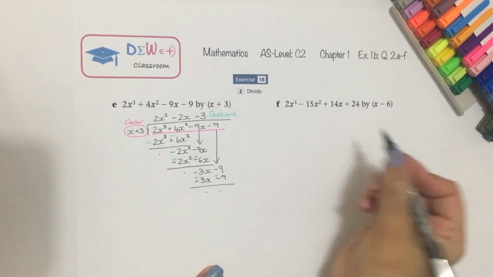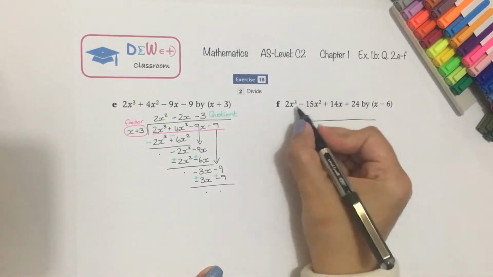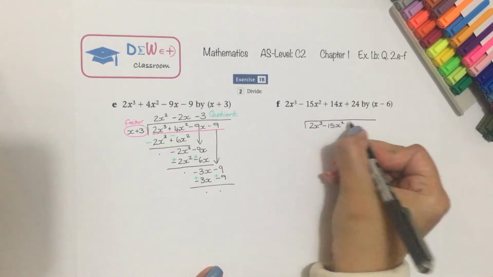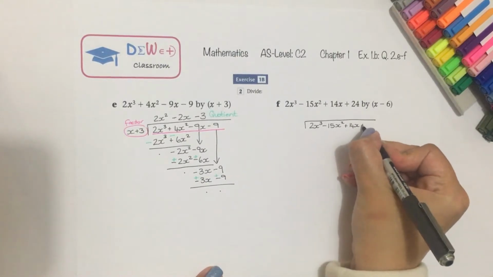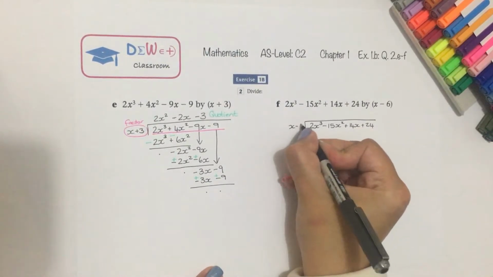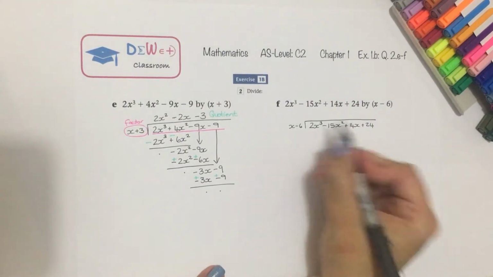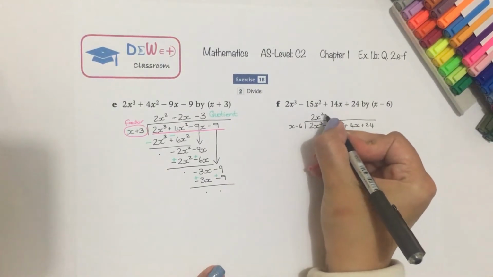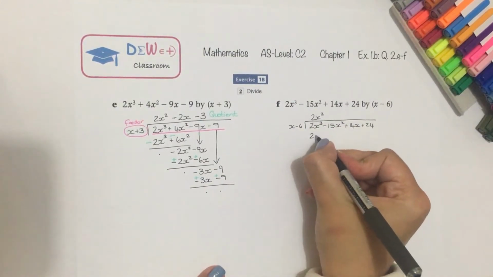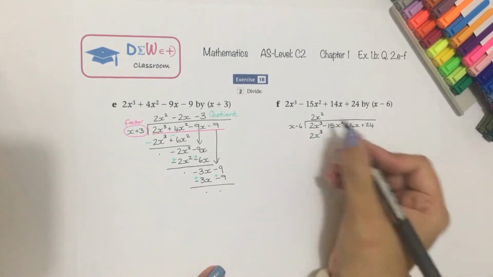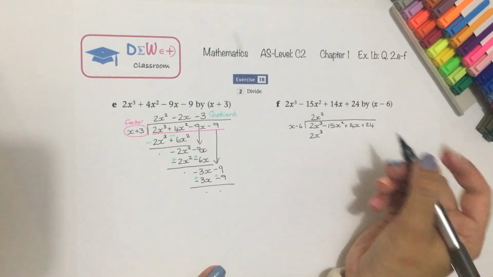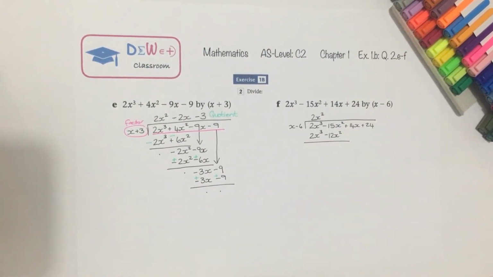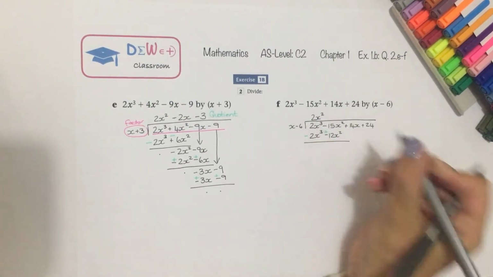Okay, moving on to letter F, we start by rewriting it in divisible form: 2x cubed minus 15x squared plus 14x plus 24, divided by x minus 6. We're going to start off by saying 2x cubed divided by x is 2x squared, because when we multiply them in, we have to get back to 2x to the power of 3. Then 2x squared times minus 6 will give us minus 12x squared, and we need to subtract them from one another, so we change the signs.